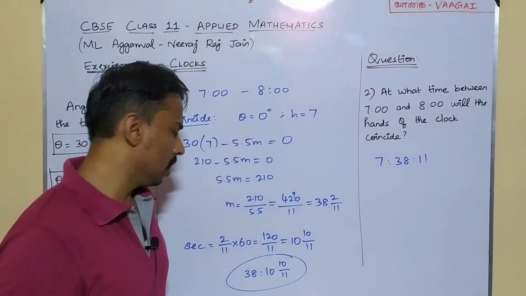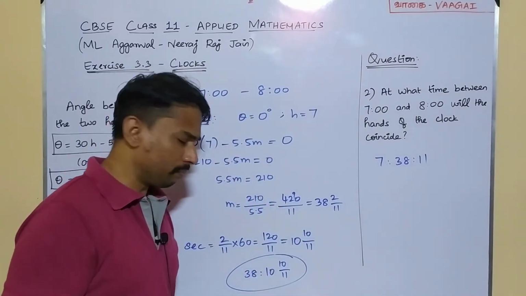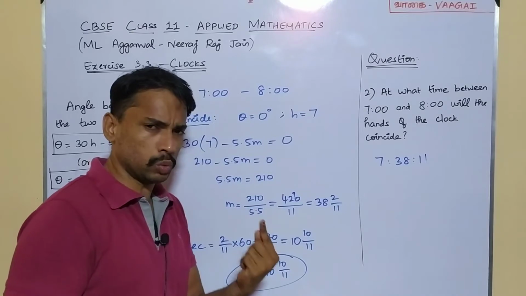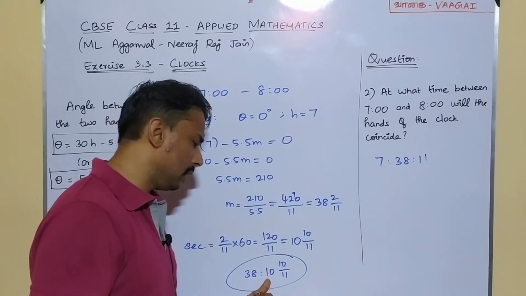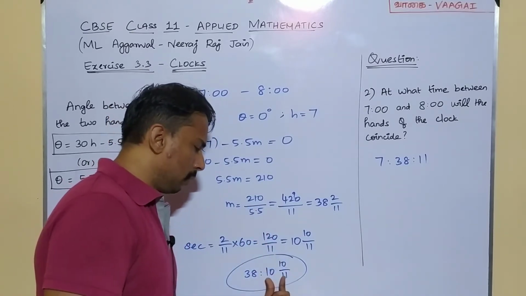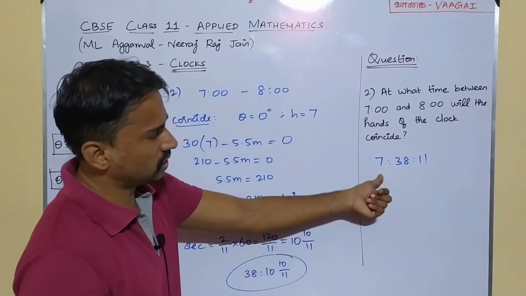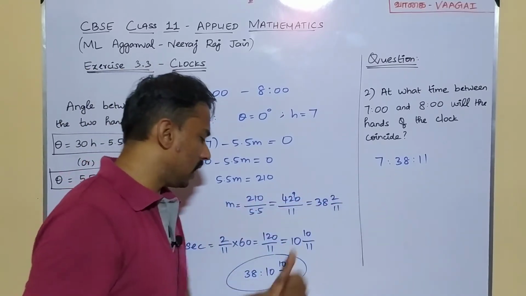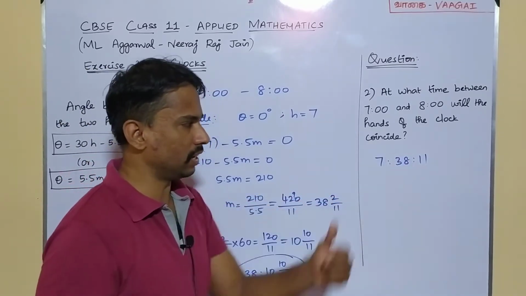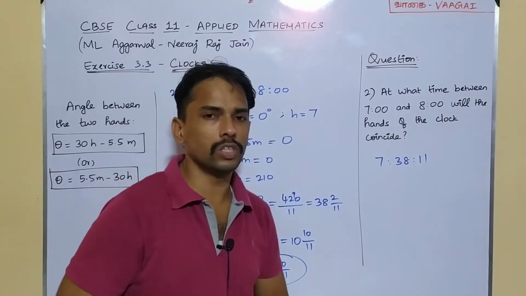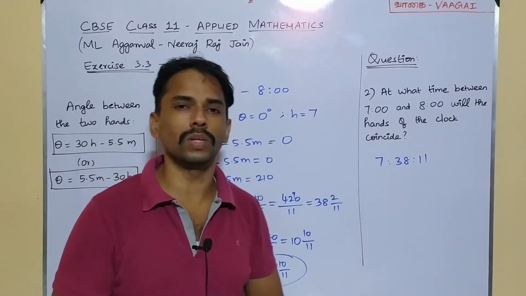I am just rounding off. I am just doing a very simple calculation. 10 by 11 is almost 1, right? So that's why I'm going to take it as 10 plus 1. So it will become 11. So for 7 hours, 38 minutes, the seconds will now become 11 seconds. So 7, 38, 11 is going to be the answer for our second question.